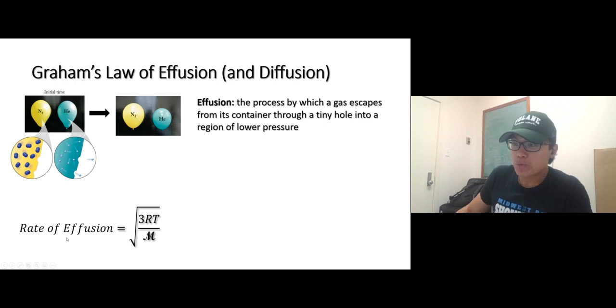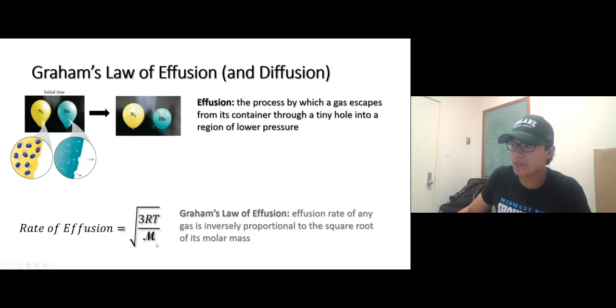All right, and guess what? Diffusion and effusion have the same equation. Right? It depends on the molecular weight, it depends on the temperature. Graham's law of effusion says that the effusion rate of any gas is inversely proportional to the square root of its molar mass. Well, we know it already. I just showed you earlier.